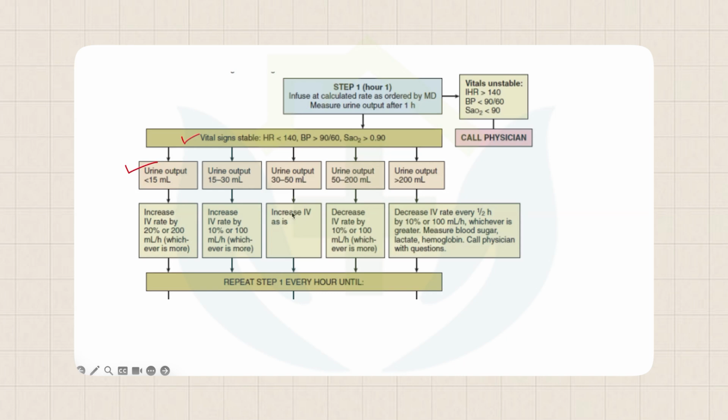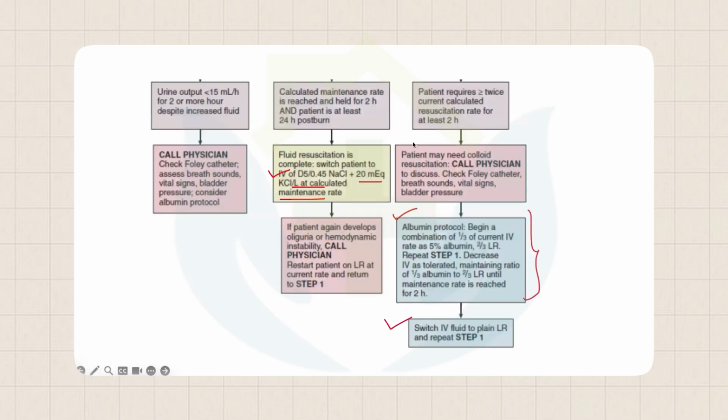This is a wrong return. This is not increase. This is keep the same IV rate. Similarly, if you have increased urine output more than 200 ml, you don't need that much amount of fluid. You can curtail the fluid rate by 20% or 200 ml per hour. Gradually, you can reduce it. So this is what we have.